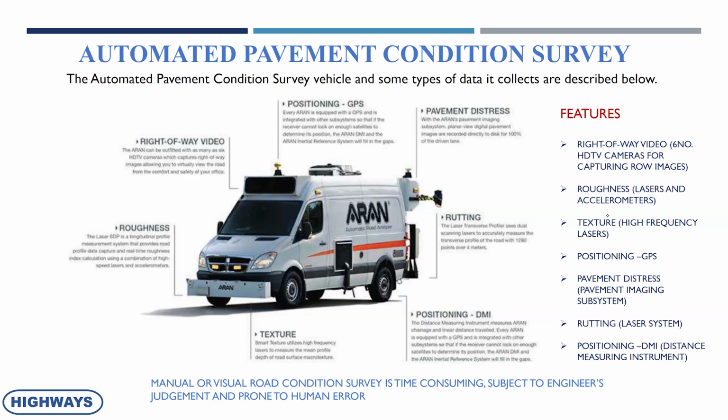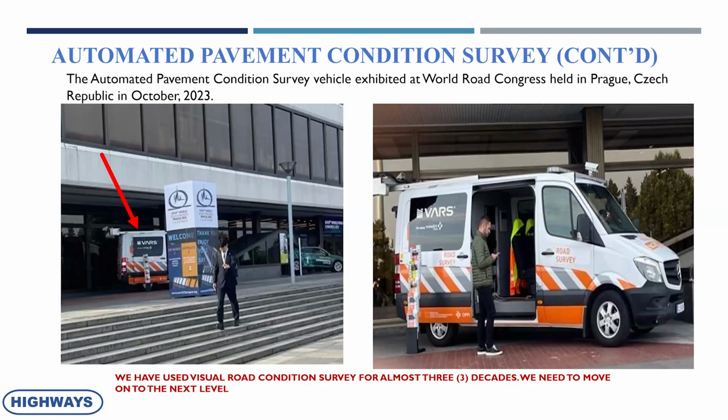And then pavement distresses are also assessed using an imaging subsystem. They use the laser system also for rutting. And then for positioning, as I indicated, they use the distance measuring instrument. So as you can see here, we have an automated road condition survey equipment. And this one was displayed when we went for the World Road Congress.